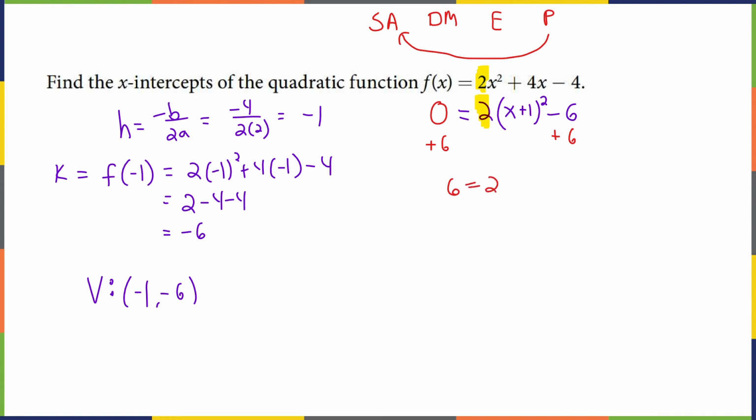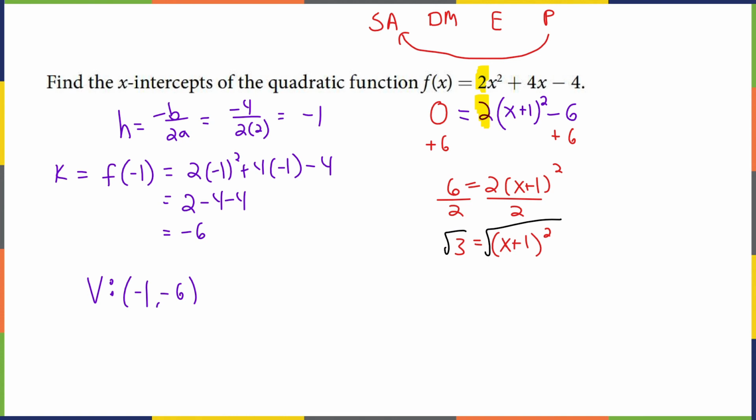6 equals 2 times x plus 1 squared. Now I can divide or multiply. In this case, I need to divide by 2. This gives me 3 equals x plus 1 squared. Now I need to deal with the exponent. To get rid of a square, the exponent, I'm going to have to take the square root of both sides.